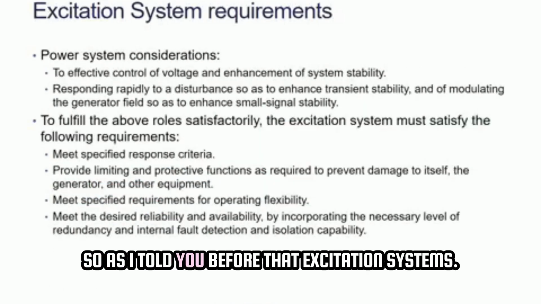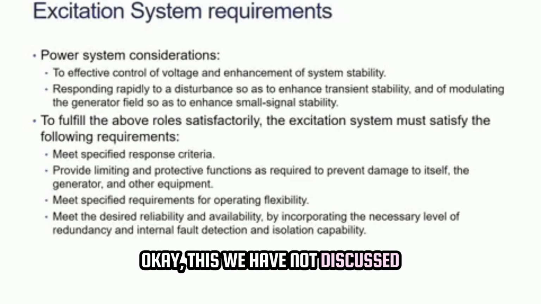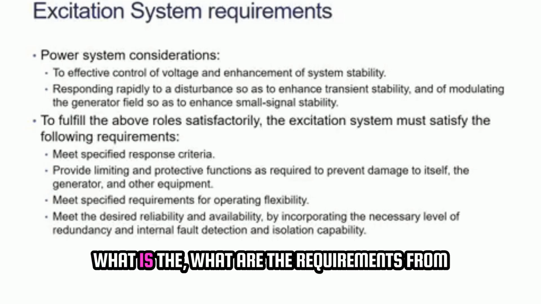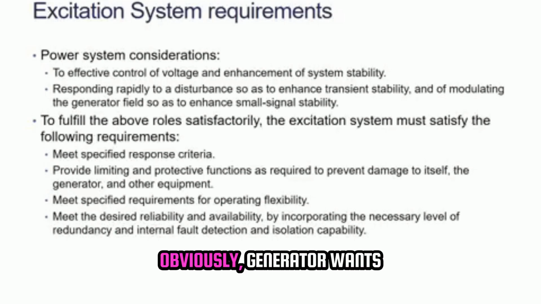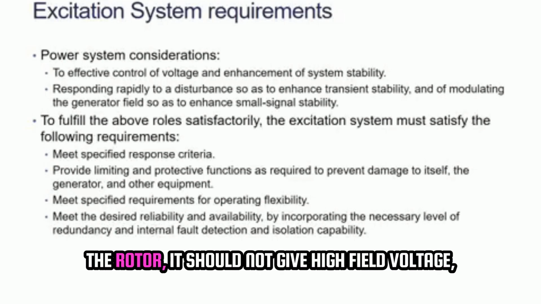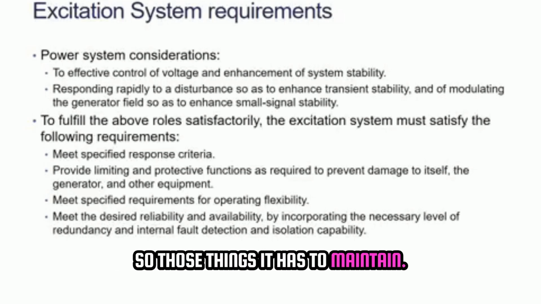So as I told you before, the excitation systems, this we have not discussed in the last class. So the requirements of the generators, basically what are the requirements from the generator side from these excitation systems. Obviously the generator wants the excitation system to be in such a way that it should not heat the rotor, it should not give high field voltage, it should not have high armature current. Those things it has to maintain.